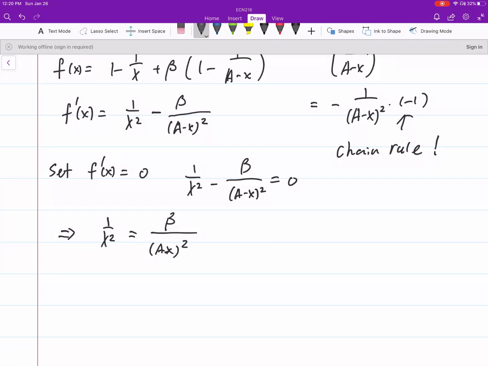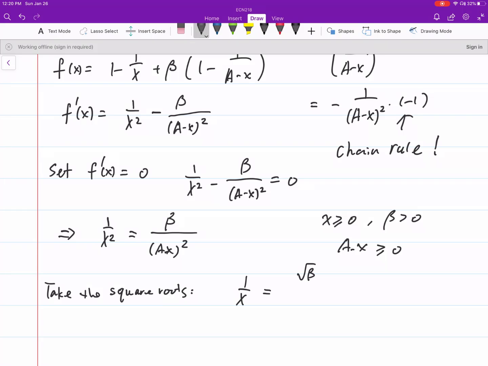Once we have this, then we can take the square root. Remember, x is bigger than 0, right? So beta is bigger than 0, and a minus x is also bigger than or equal to 0. So to make sure that you get the signs right, we take the square root. And then we have 1 over x, which is still positive, and here we get root beta over a minus x.